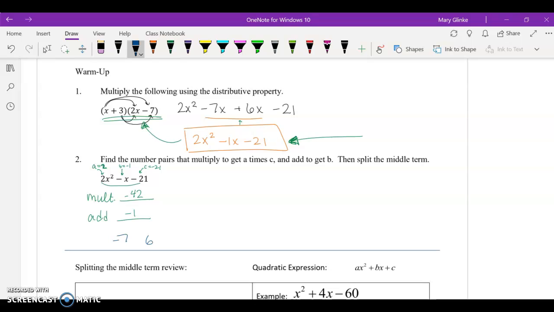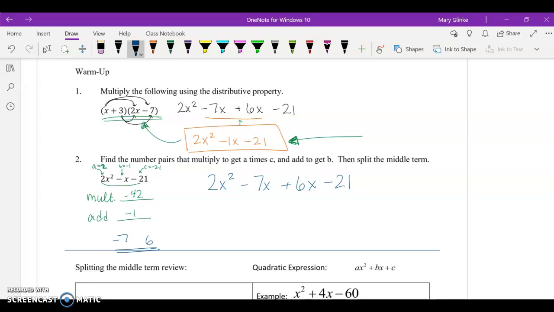So then yesterday what we did is we rewrote the first term, we broke up the second term into our two expressions, minus 7x and plus 6x, those numbers that we just got, and then we left the minus 21 alone. So that's what we did yesterday.